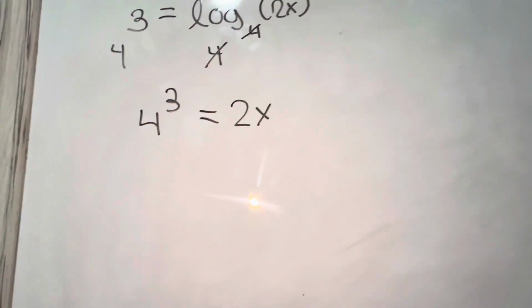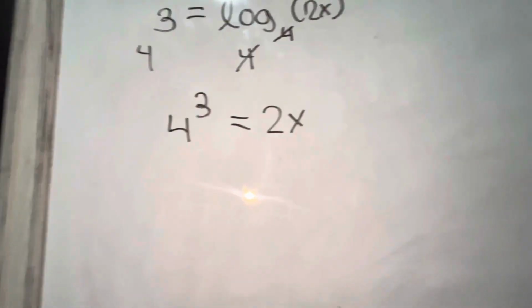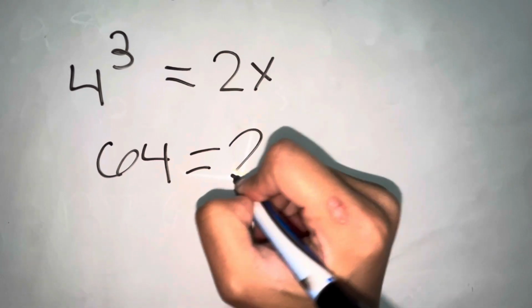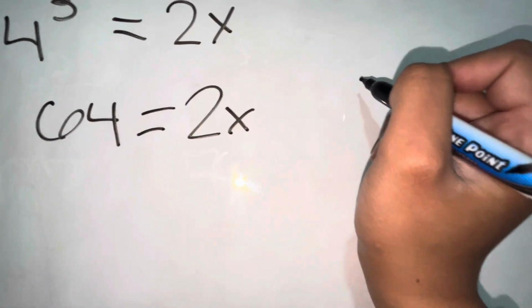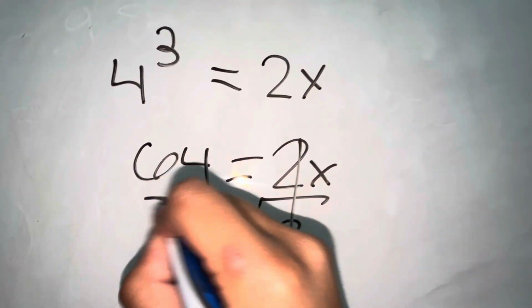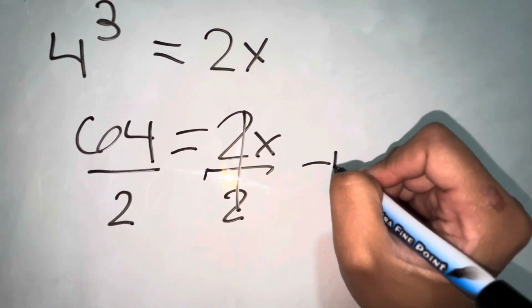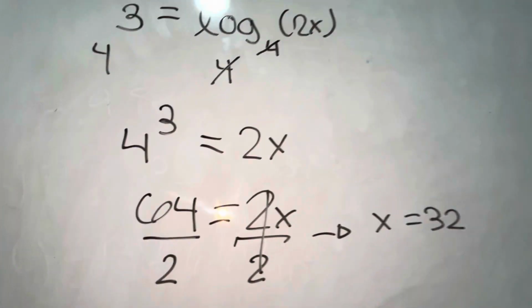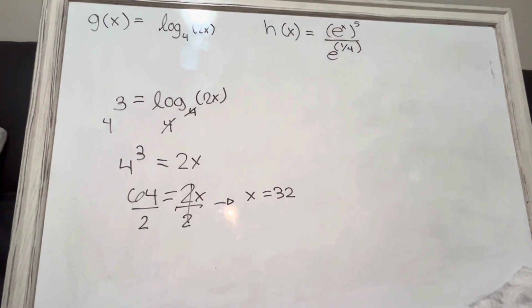Now what's 4 to the power 3? 4 to the power 3 is 64. So you have 64 equals 2x. Now we're trying to isolate x. So we're going to divide by 2 on both sides. And then x would equal 32. That's how you solve it.